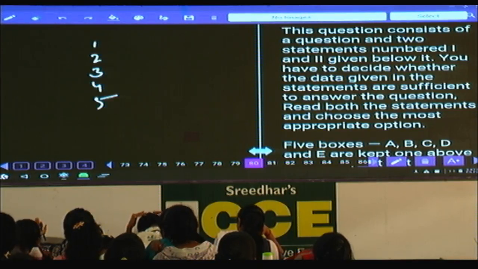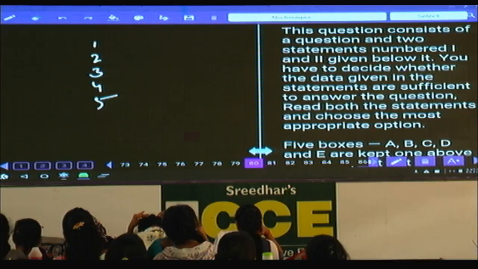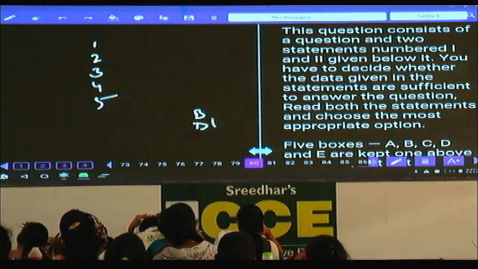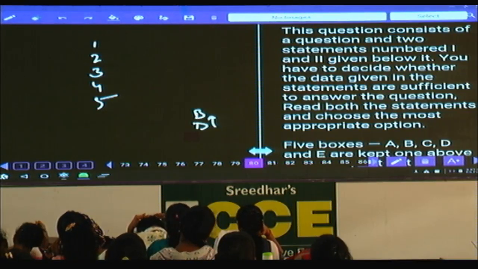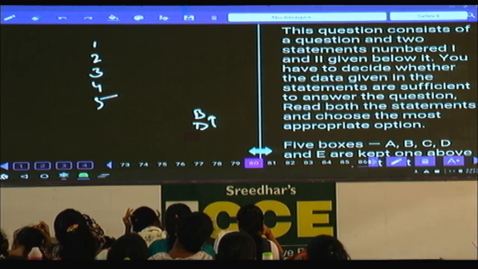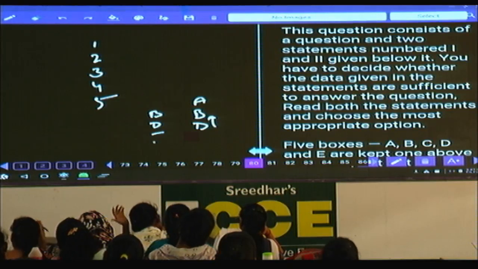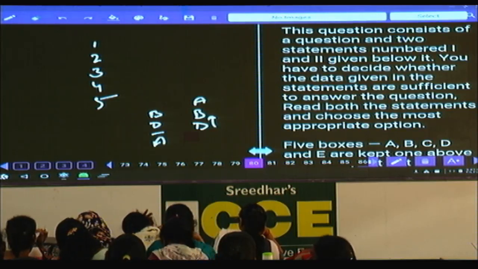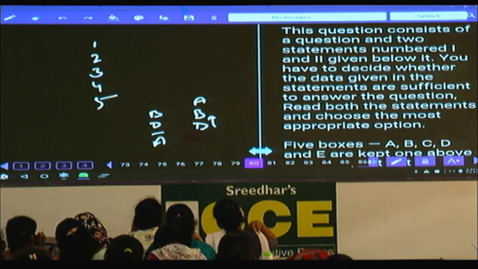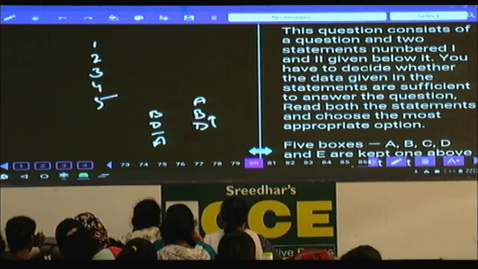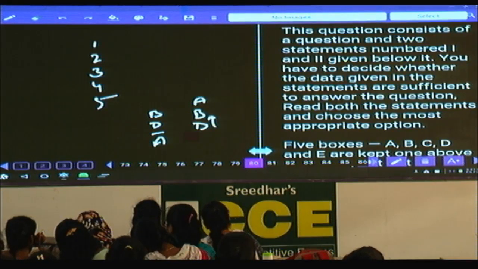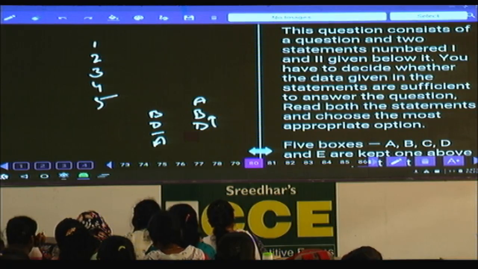Condition number 1: B is kept immediately above D. And only one box is in between D and A. One box between D and A can be like this, or one box between D and A can be like this. So there are 2 possibilities. Whether A is above D or below D is not clearly known. And one box between D and E.